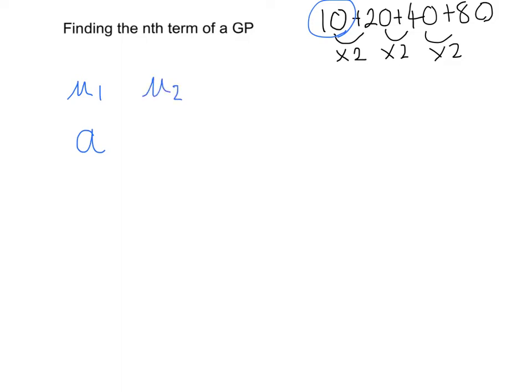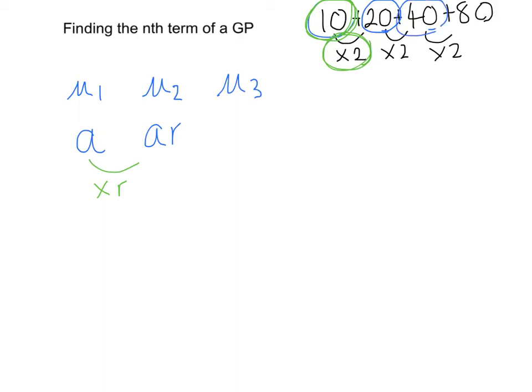So I'm going to call the second term U2. How do I get this second term? Well, what I do is I take the first term and then I times it by the common ratio. So what I'm actually going to do is I'm going to times that by the common ratio, and therefore that will give me AR.